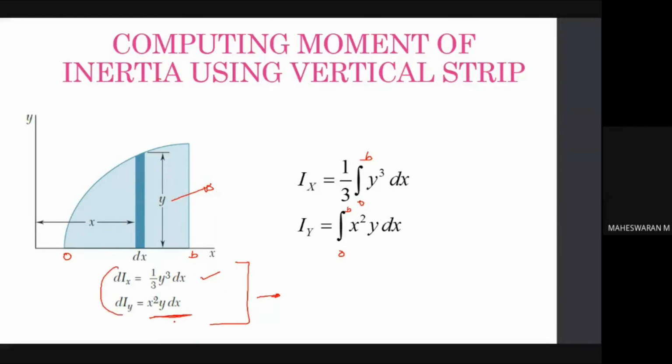Okay, we will stop here. We will continue next class by deriving your moment of inertia. We will derive it for rectangle, triangle, and parabolic shapes.